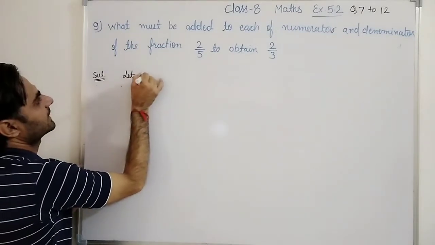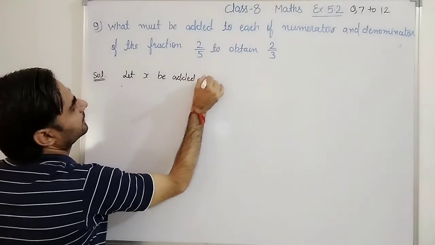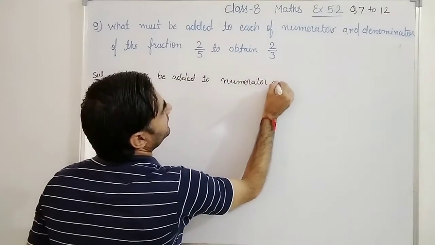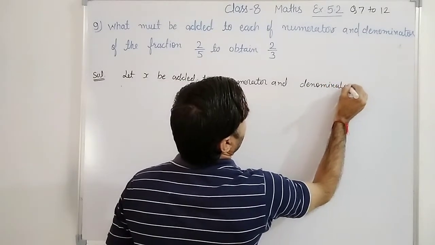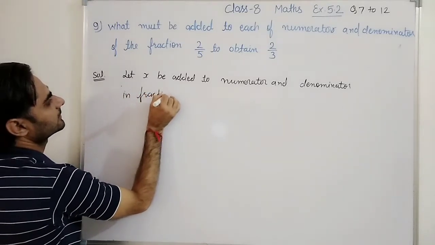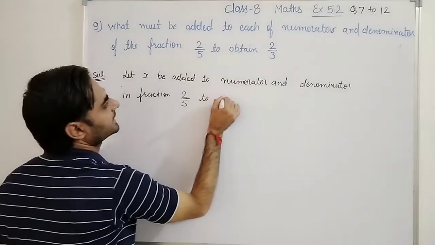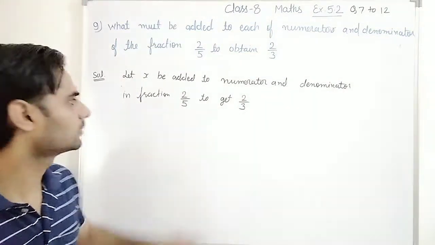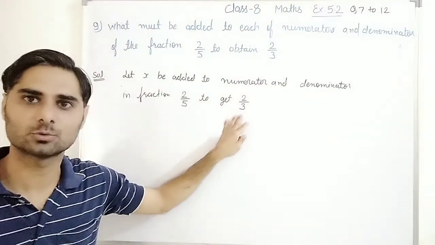Let x be added to the numerator and denominator in the fraction. What is the fraction? 2 upon 5 to get 2 upon 3. To obtain 2 upon 3 means we are adding x in numerator and denominator both so that we can get 2 upon 3.